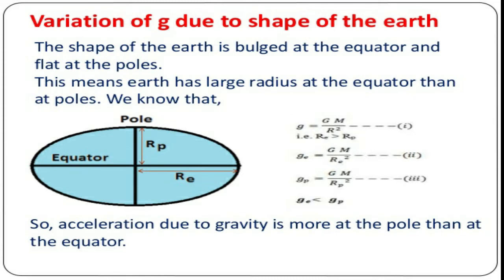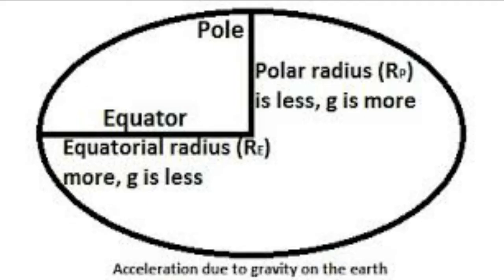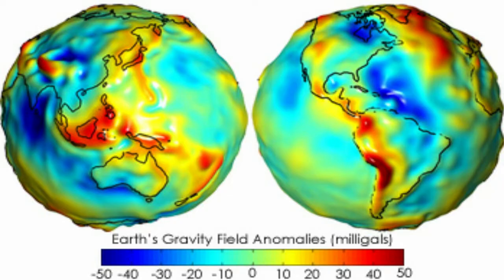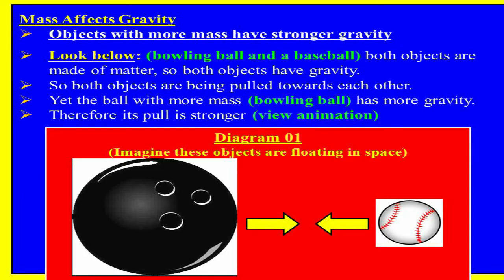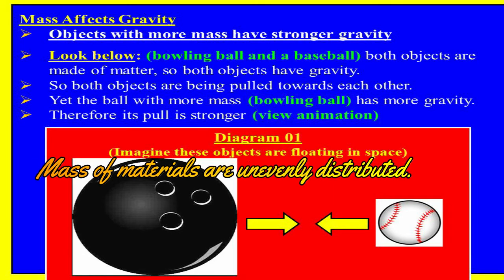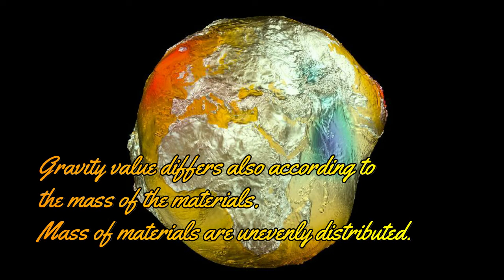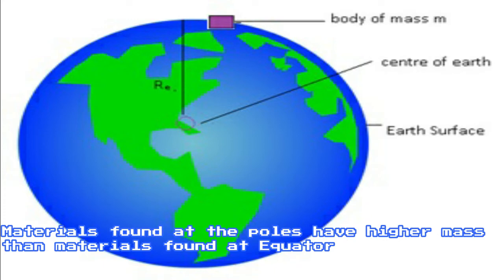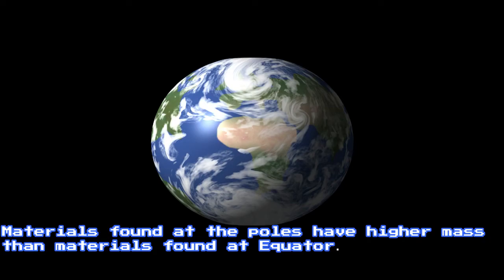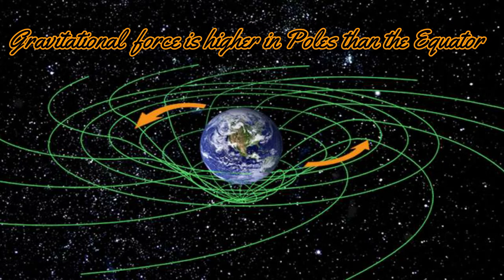So the gravity keeps on changing as we move from one place to another, but it is maximum at the place nearer to the center. As a result, gravity is more at the poles and least at the equator. This change in gravity reading is called the gravity anomaly. The gravity value also differs according to the mass of materials, and we know that the mass of materials is unevenly distributed over the Earth. The materials found at the poles must have higher mass than those found at the equator. That is why the gravitational force is much higher at the poles compared to the equator.